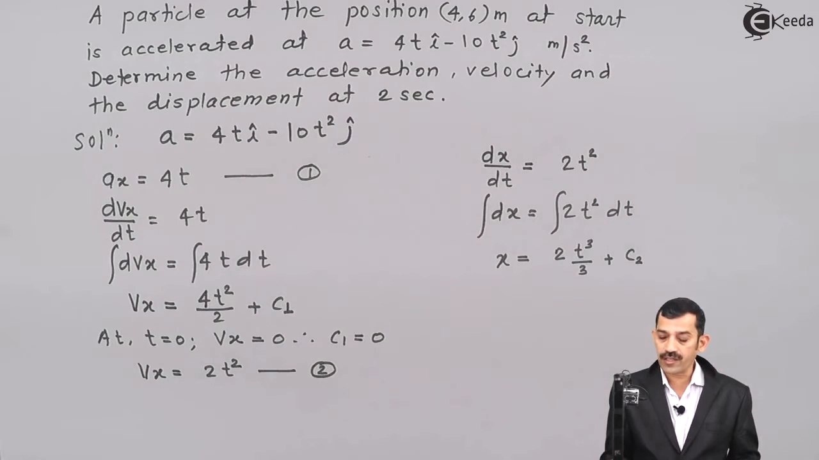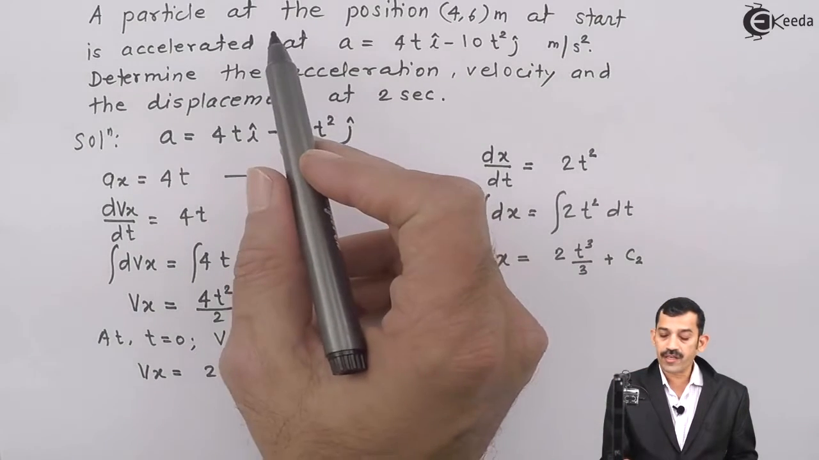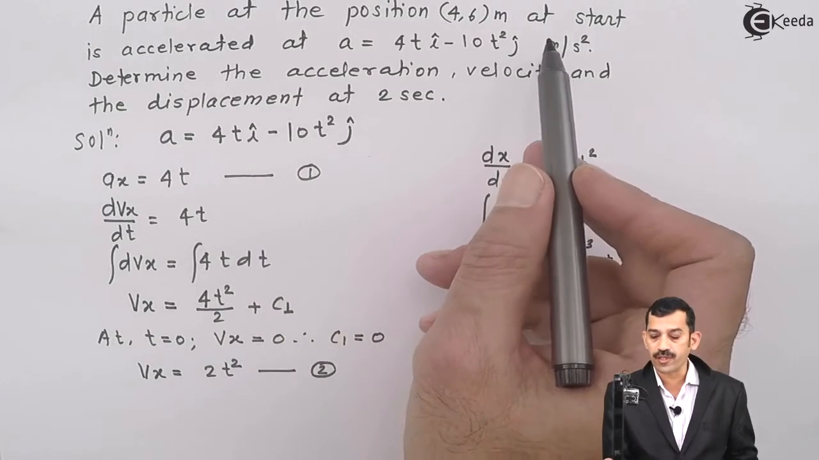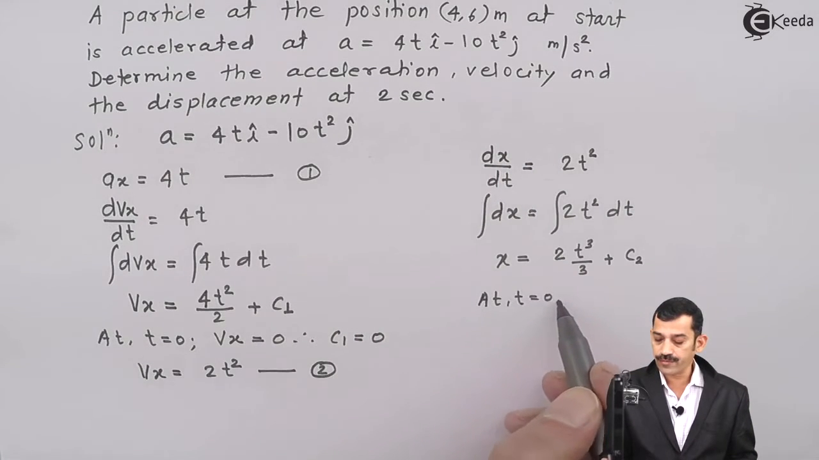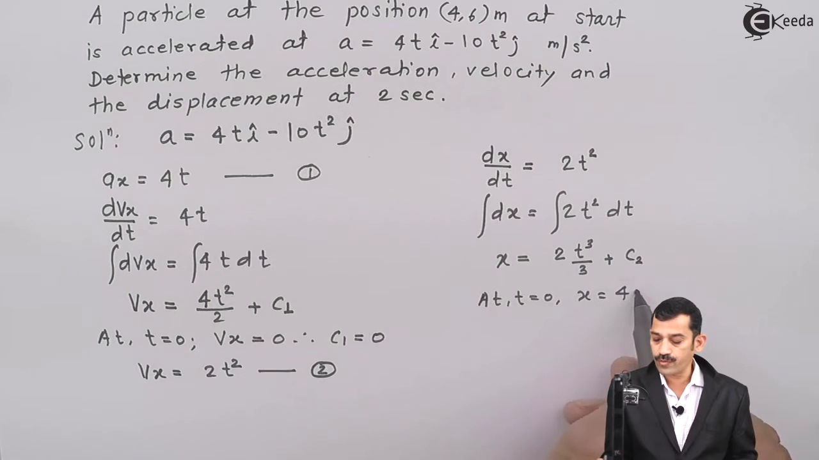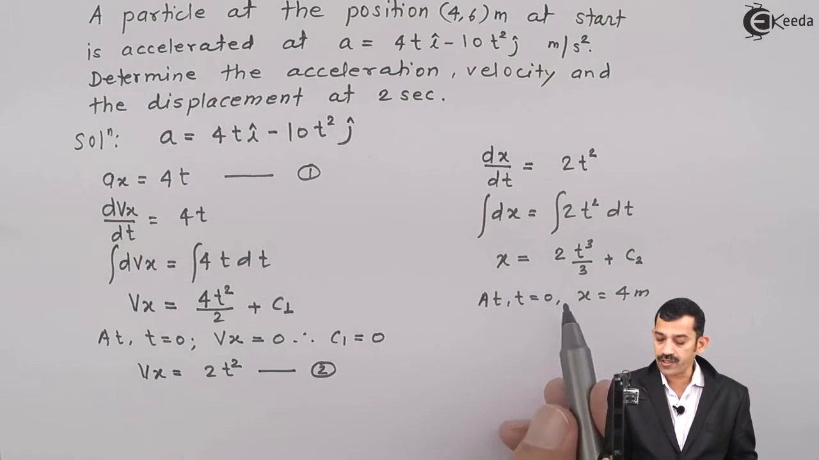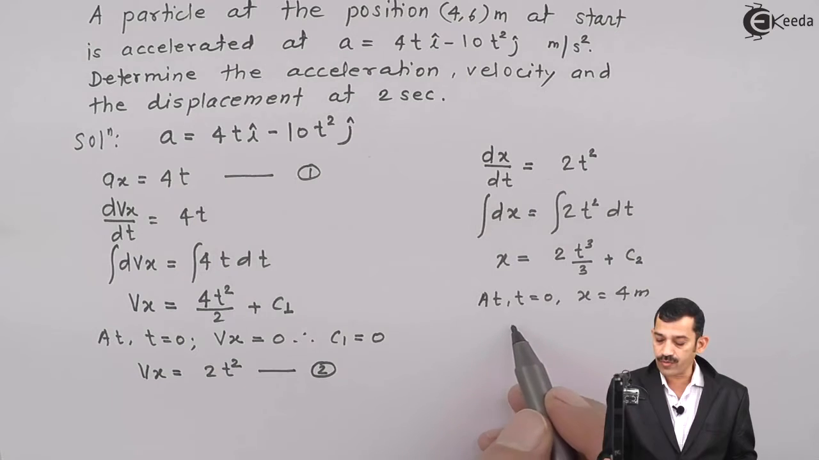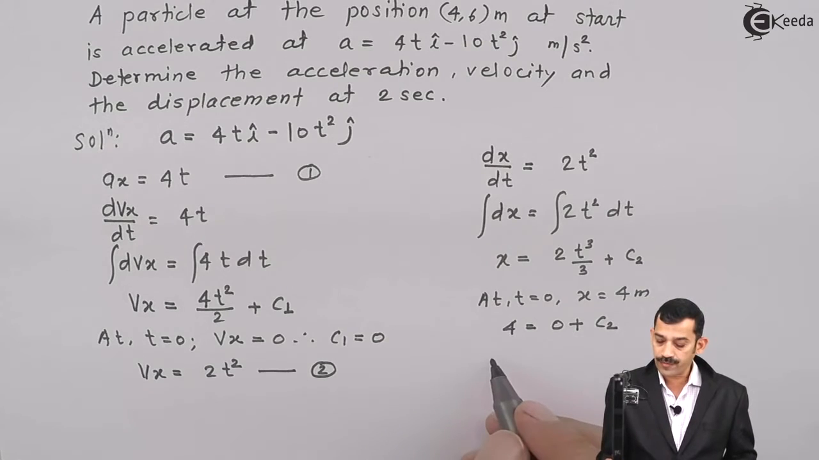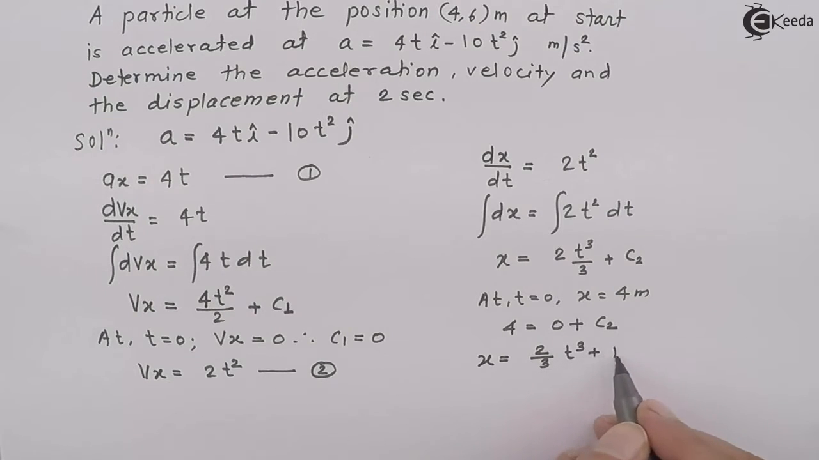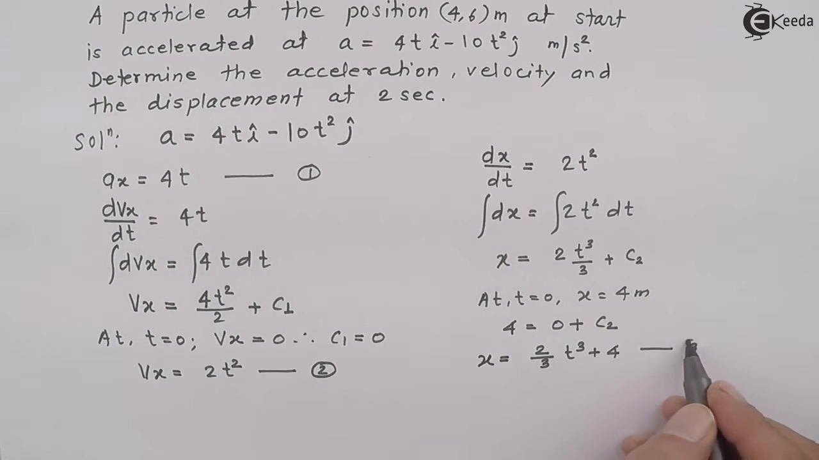Now what boundary condition or initial condition is given? The particle is at the position 4, 6 meters at start. That means at t equal to 0, x equal to 4 meters. If we substitute t equal to 0 and x equal to 4, the t term comes out to be 0, and we get c2 equal to 4. Therefore, the equation of x is written as 20t square plus 4, equation number 3.